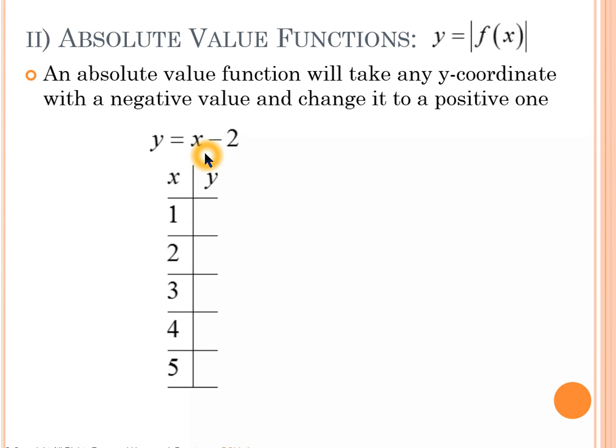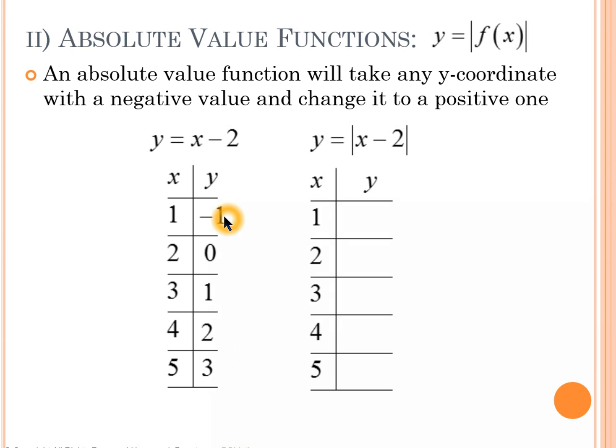I'm using the same linear function, y equals x minus 2. Here are some random x values, and here are my corresponding y values: -1, 0, 1, 2, and 3. So this is pretty easy to graph. But now we want to graph its absolute value function. Once again, if you want to find the corresponding y values, all you have to do is take your x values, plug them in, and you'll get your y values.